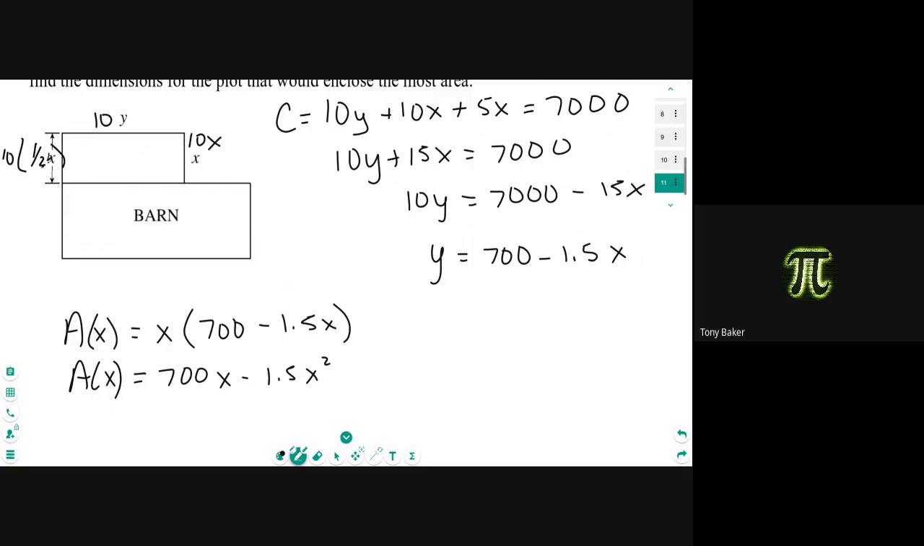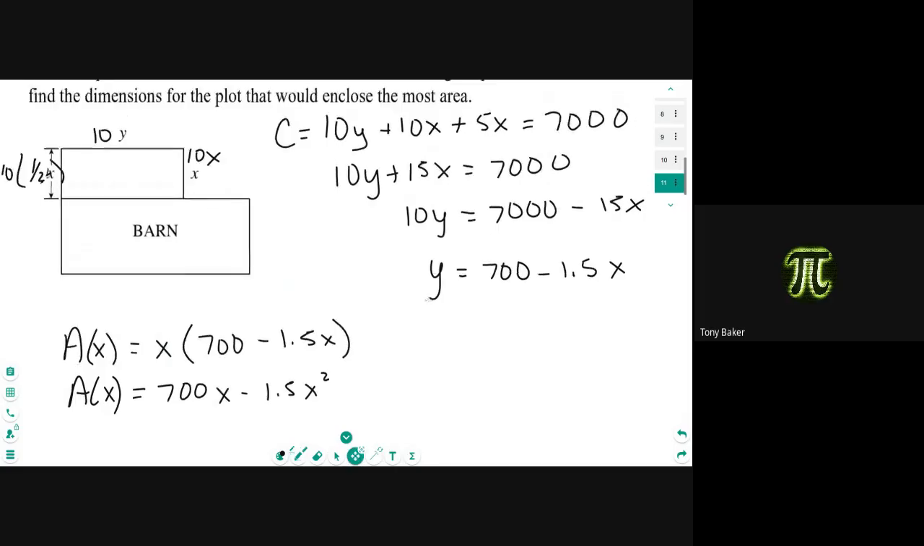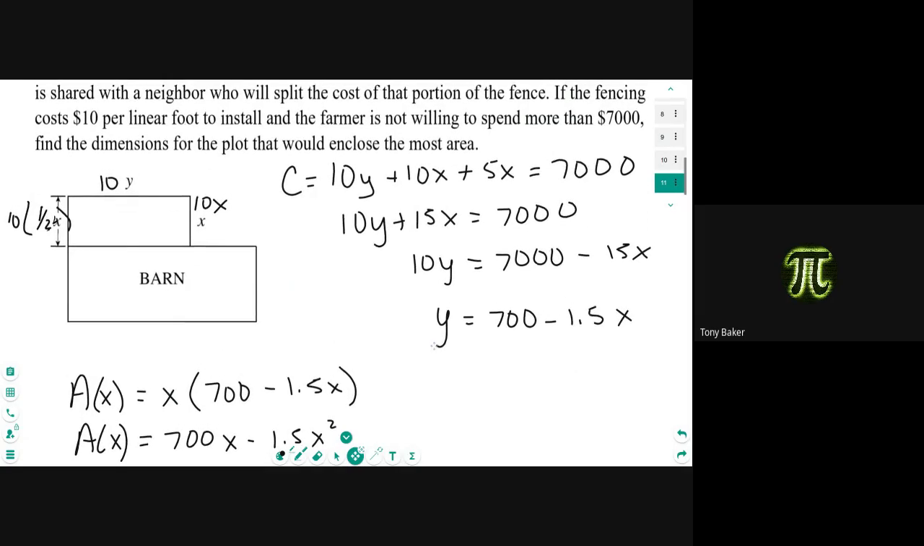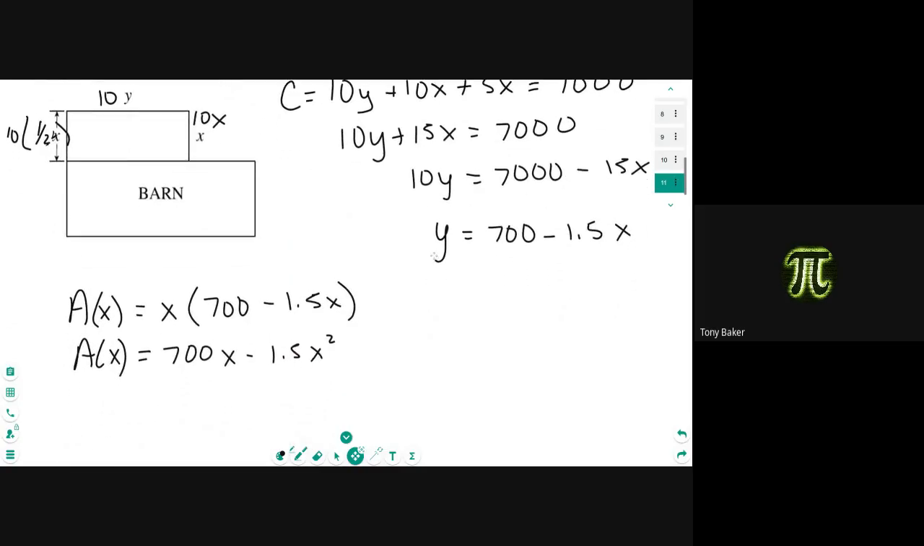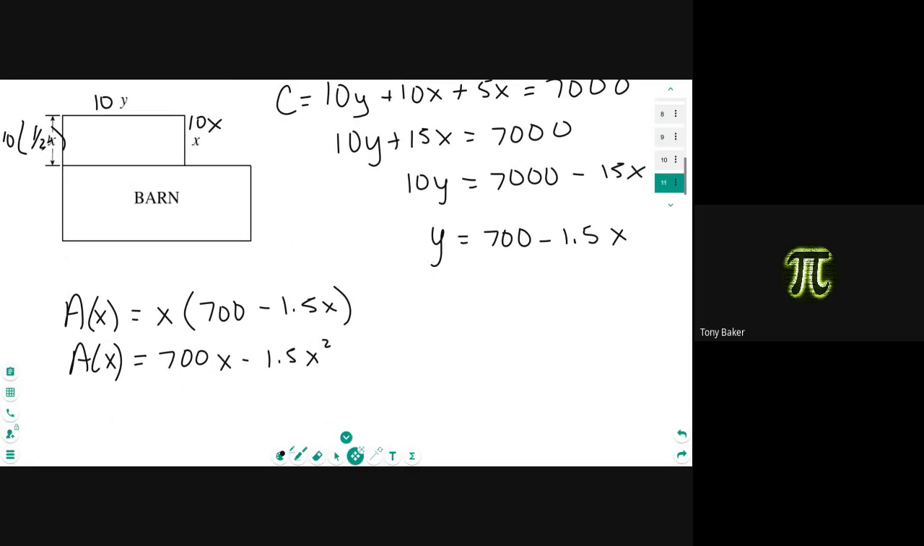All right, so now we're looking for the maximum, right? So we're looking for the most area, so the maximum. So how do I find the maximum value? So find my derivative, find the critical points.